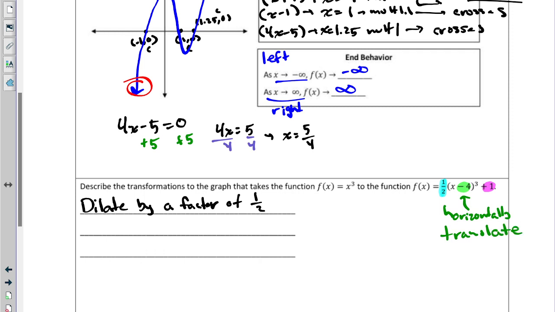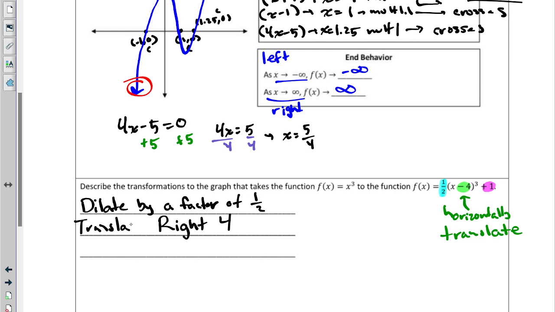Translate. Okay. Now, the weird part about this one is when I subtract from x, that actually moves me to the right. And when I add to x, that actually moves me to the left. And since this is subtracting, you got to think kind of opposite. This means we're going to go right 4. Translate right 4. Let me say translate. Don't just say right 4.